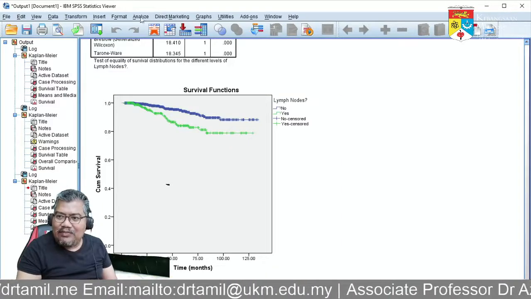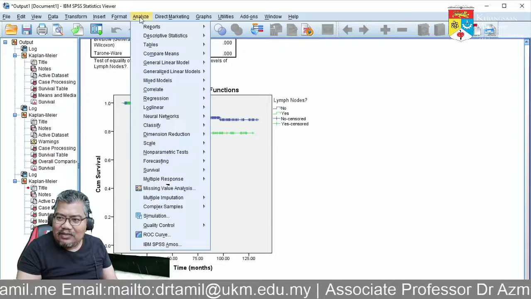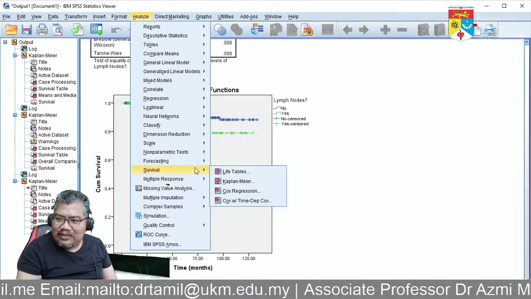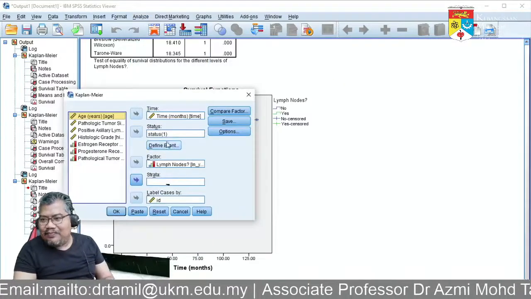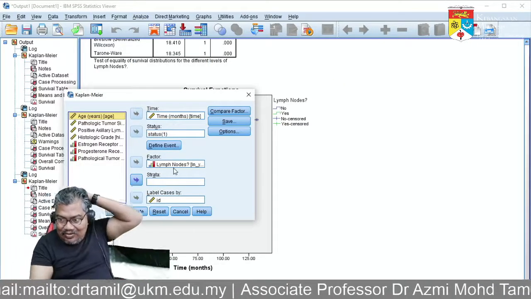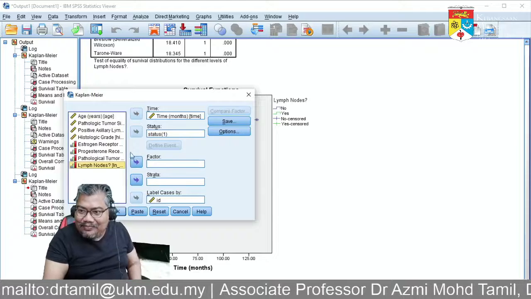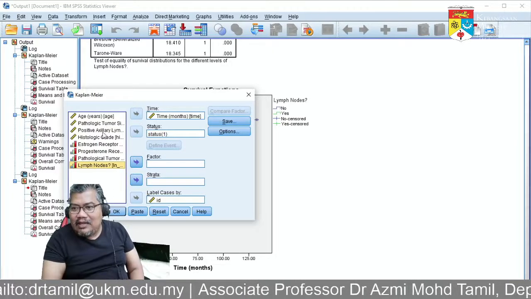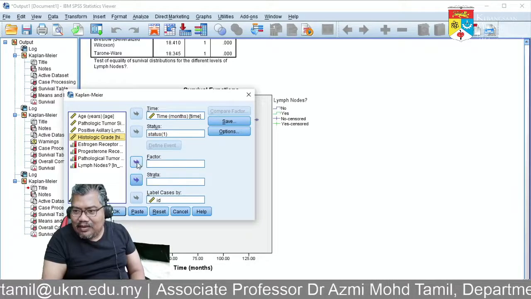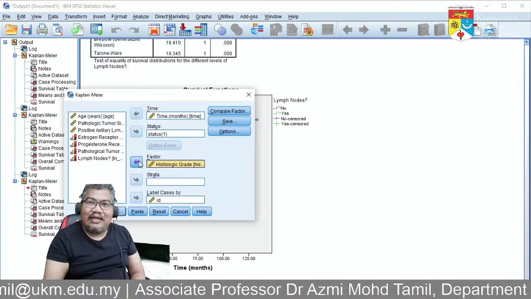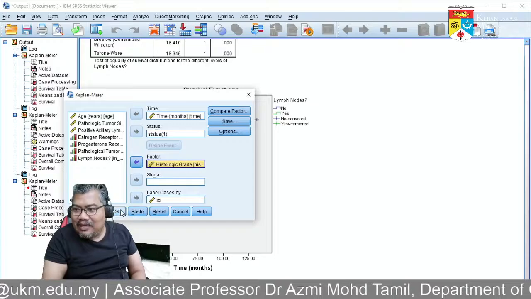So you can do the same thing for all the variables. What we did just now was for presence and absence of lymph node. You click Kaplan-Meier. You take out lymph node. Now you put histological grade. Factor, histological grade. Click OK.